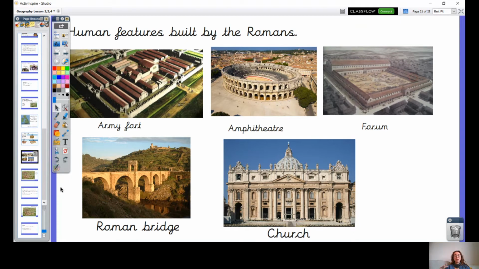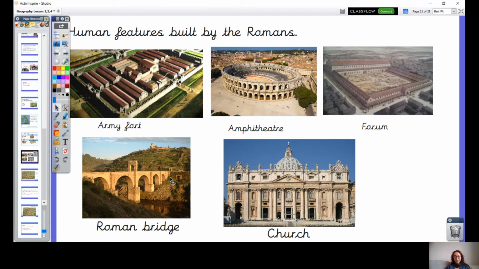We know that the Romans did lots of invading. They had lots of soldiers, and so this is where the soldiers would be. They had amphitheatres. These were for watching, for entertainment really, watching different talents. They had forums, and these were big marketplaces, places to be quite social with others. We're going to spot some of those in a moment.